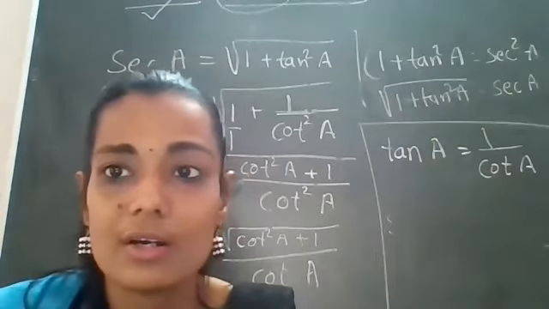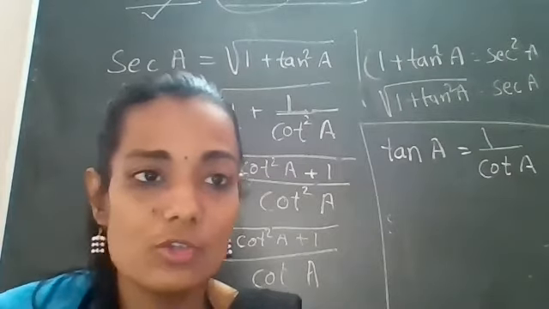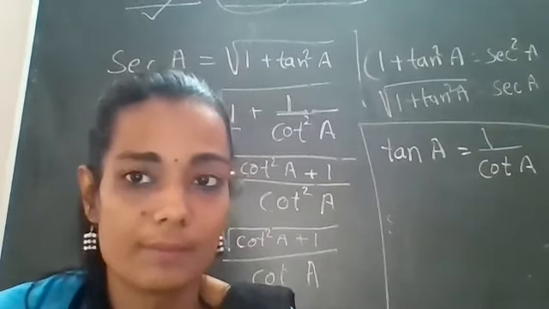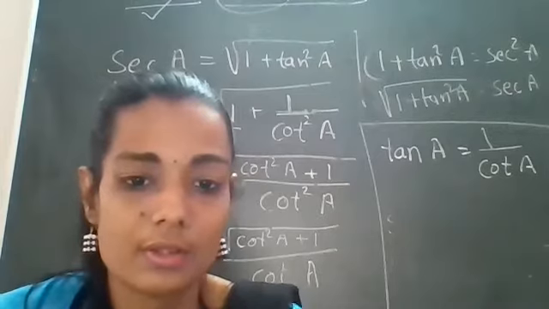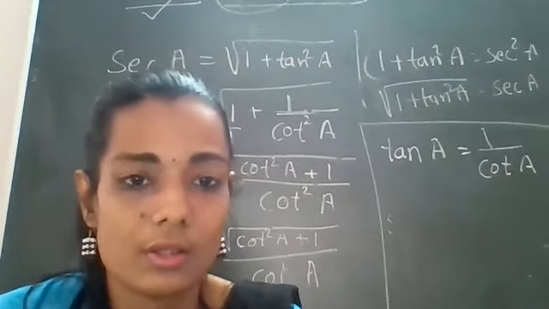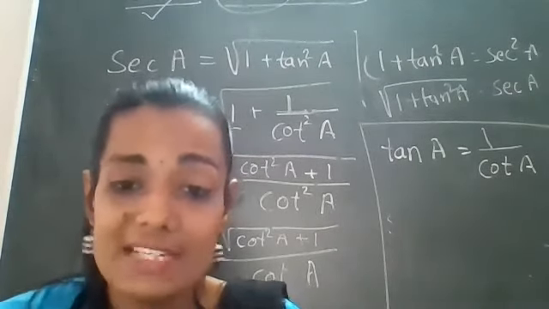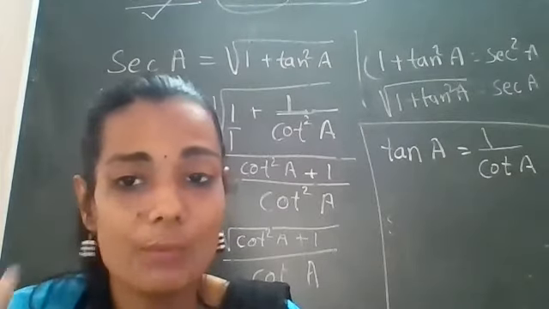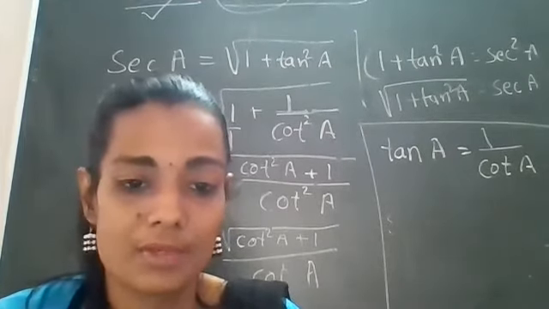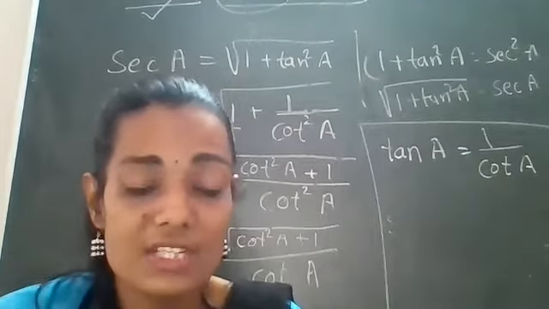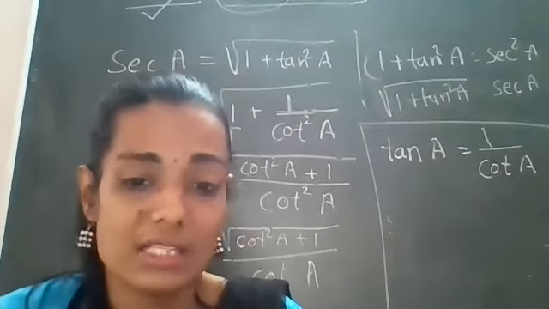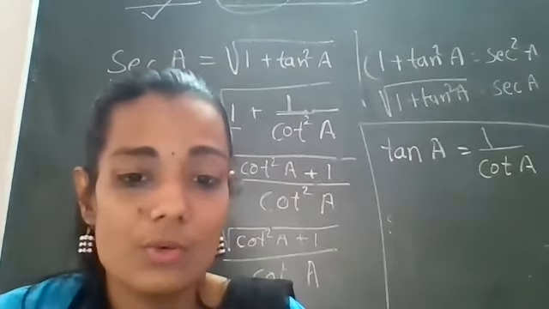Similarly, if tan is there, we can add 1 upon cot. And if tan is there, we can also write sin theta upon cos theta. If cot is there, we can write cos theta upon sin theta. Now this we are going to use.